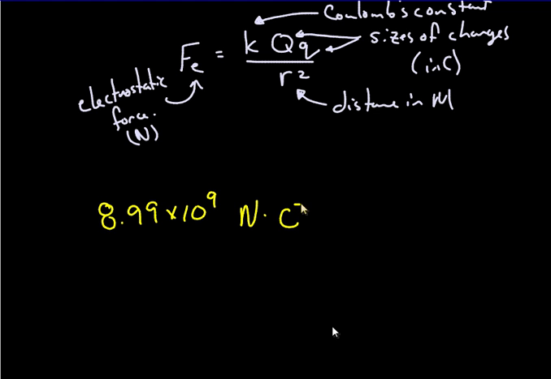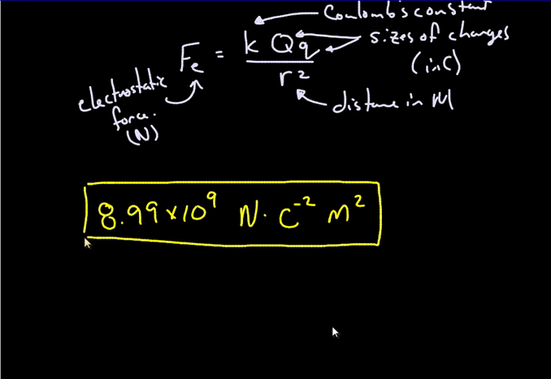We must have coulombs to the power of negative 2, because they have to cancel the 2 coulombs off of here. And meters squared, because you're going to have 2 meters on the bottom multiplied together, and they're going to get divided into it. So this is Coulomb's constant. Oftentimes people just leave it like this. Okay? So there you go.